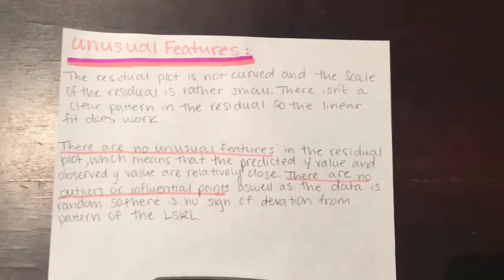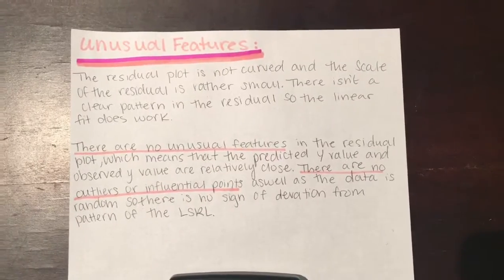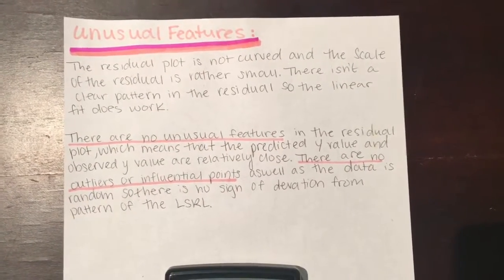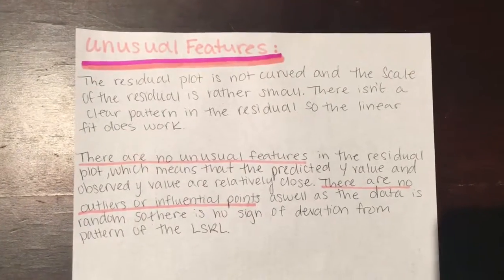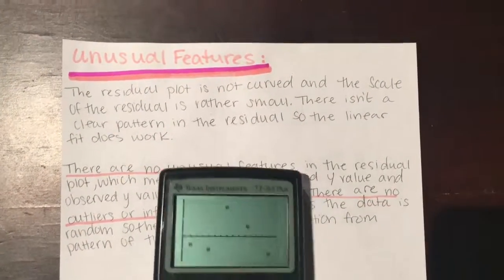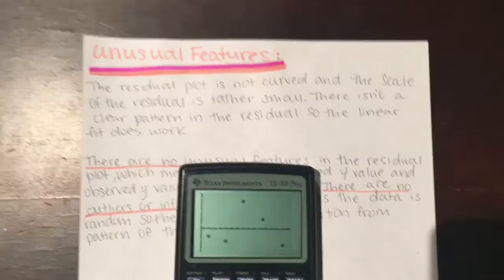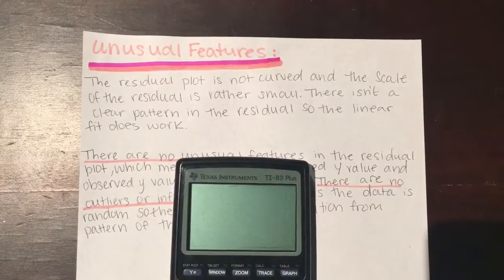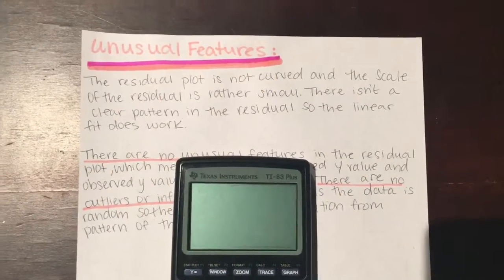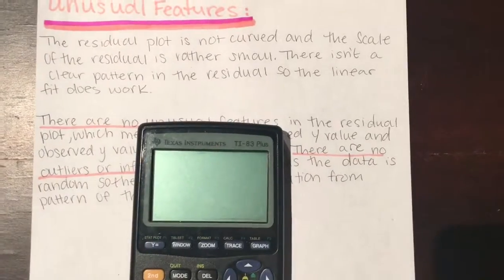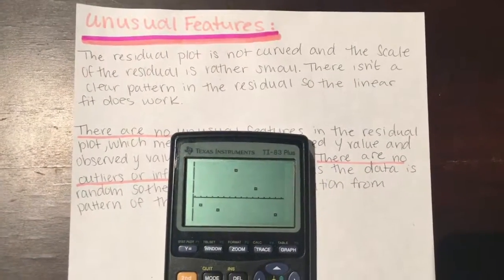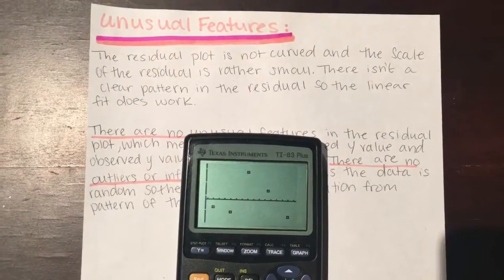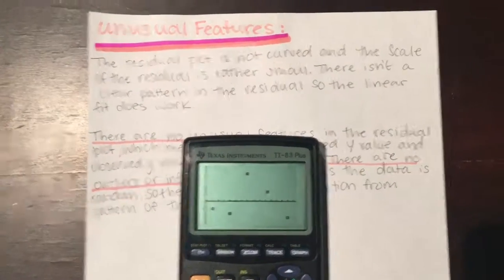Finishing up part B, it asks us to determine if there are any unusual features. Looking at the residual plot, I said that the residual plot is not curved and the scale of the residuals is rather small. There isn't a clear pattern in the residuals, so the linear fit does work.